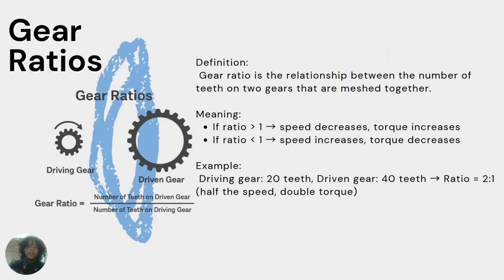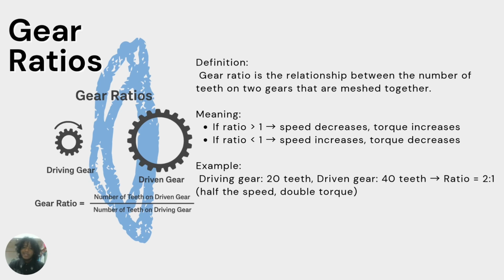So for our next page, a gear ratio is the relationship between the number of teeth on two gears that mesh together. The formula is simple. Gear ratio is the same as teeth on the driven gear divided by teeth on the driving gear. What this means is that the ratio tells us how speed and torque are exchanged. If the ratio is greater than 1, that means the driven gear turns slower but produces more torque, or more force.